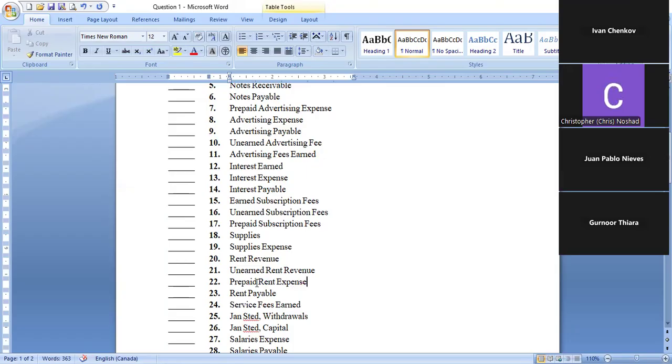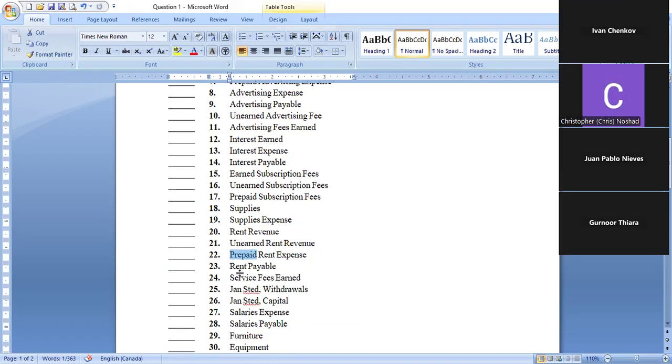Prepaid rent expense. Again, remember, prepaid overrides expense and makes it an asset right away. Why? Because we haven't received the rent yet. We pay for the rent, but we haven't rented the space yet. So technically, we can ask for the money back. We can say, no, I'm not renting it, give me the money back. We're going to talk more next time about those prepaid and unearned, and you're going to see the differences more clearly. Rent payable.